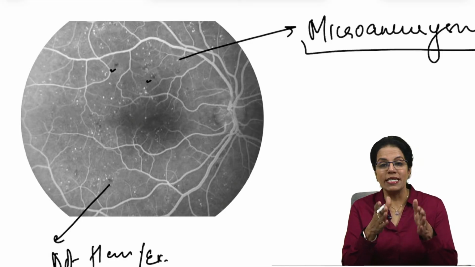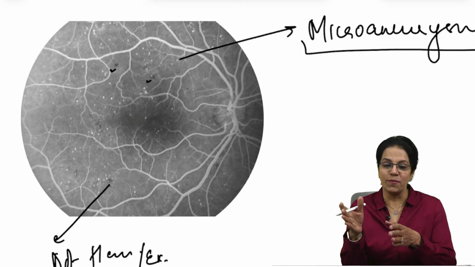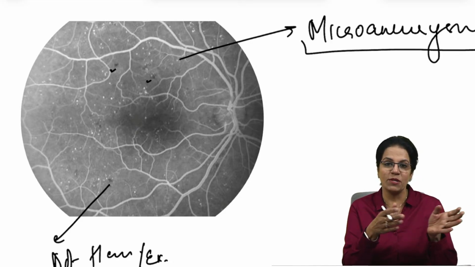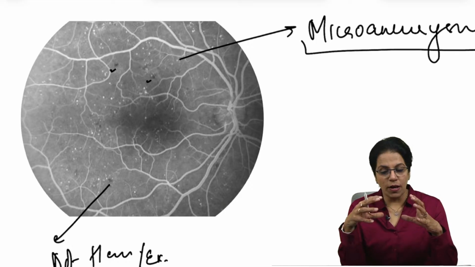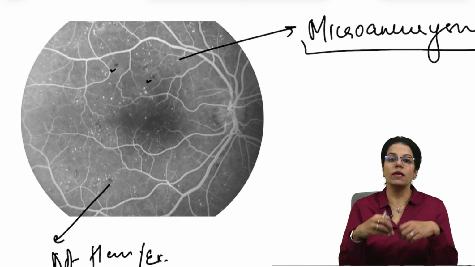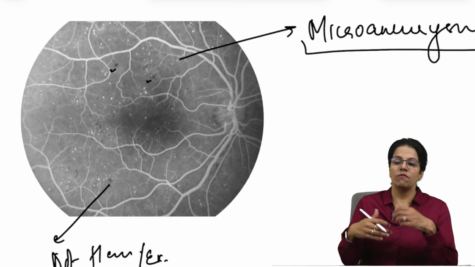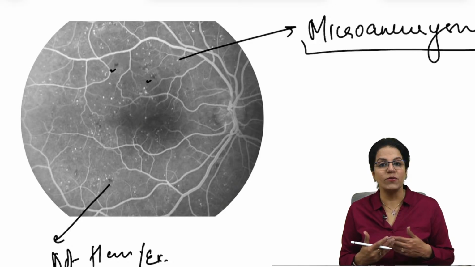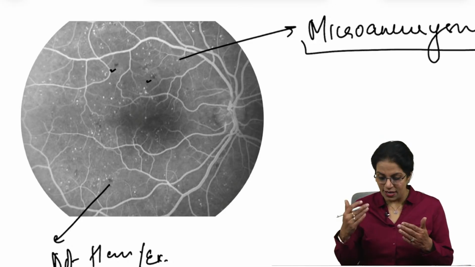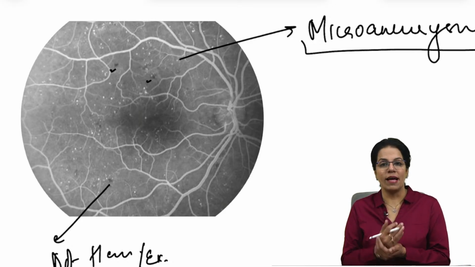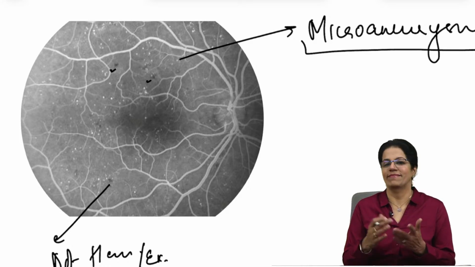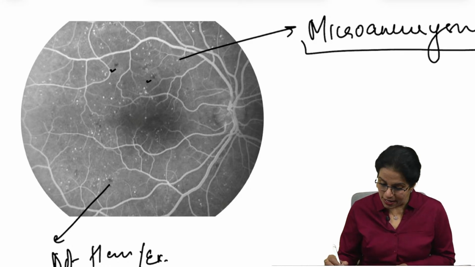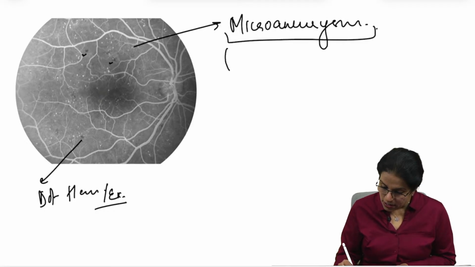Please revise your ETDRS classification of diabetic retinopathy. I have taken it so many times. I think it must be on the YouTube session also. It is there. Very mild was what? Only microaneurysms. Mild is what? When you are getting all the features of background diabetic retinopathy, that is microaneurysms, dot and blot hemorrhage and exudates. Hemorrhage, exudate, microaneurysm. This is mild. So I'll say here that this is your mild NPDR.